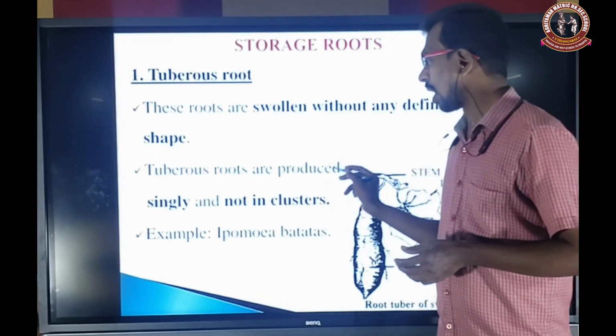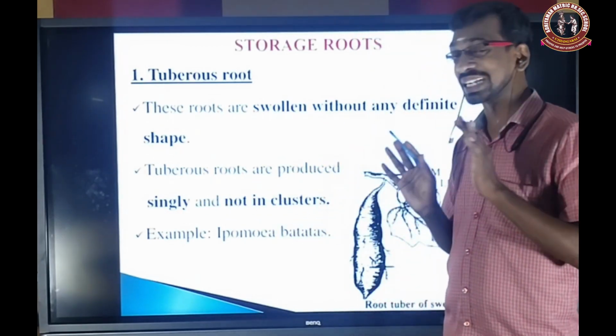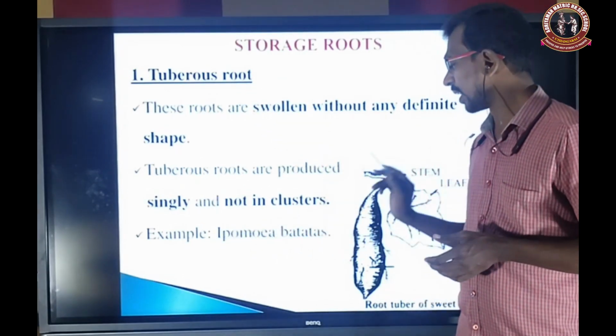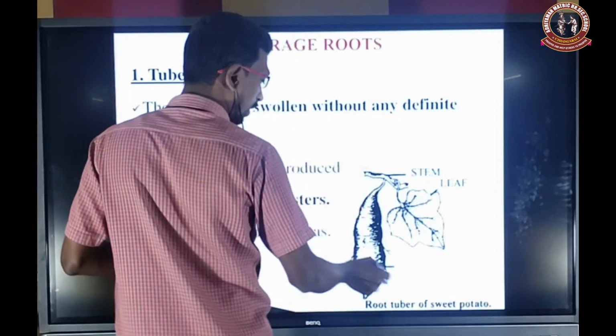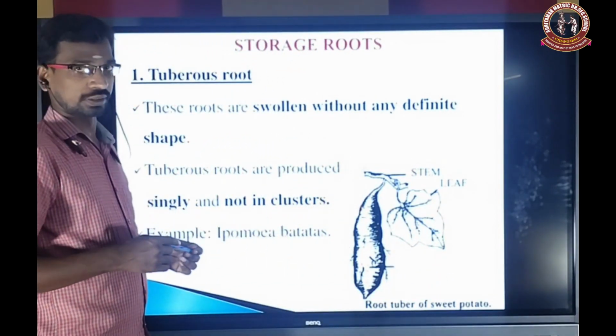The tuberous roots are produced singly. Only one will be formed, not in a cluster. That is tuberous. Example, Ipomoea batatas, that is sweet potato. So it's the binomial name for sweet potato, Ipomoea batatas. Okay.